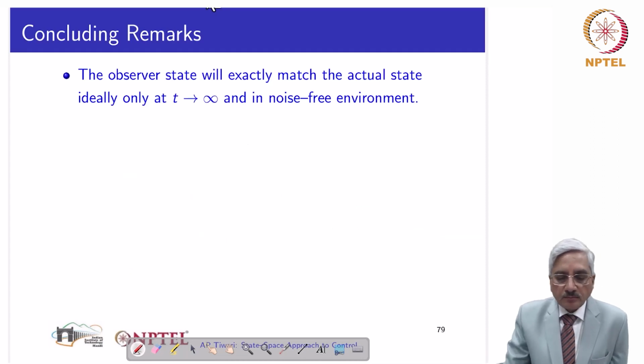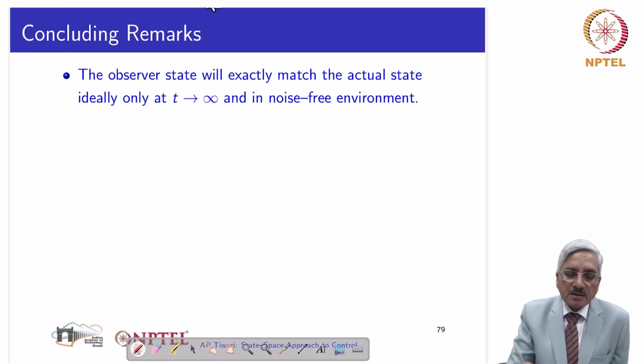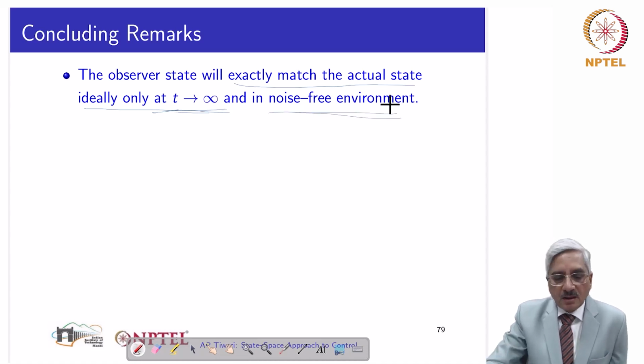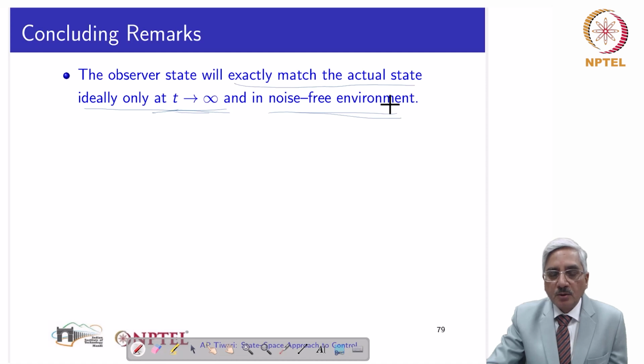Now, there are some negative remarks. The observer state will exactly match the actual state, ideally only at t equal to infinity and in noise-free environment. We have to be careful that we can make the observer state become asymptotic to the actual state, but in theoretical sense it can never match, it is only asymptotic. And then presence of noise in a practical system is something that cannot be ignored.